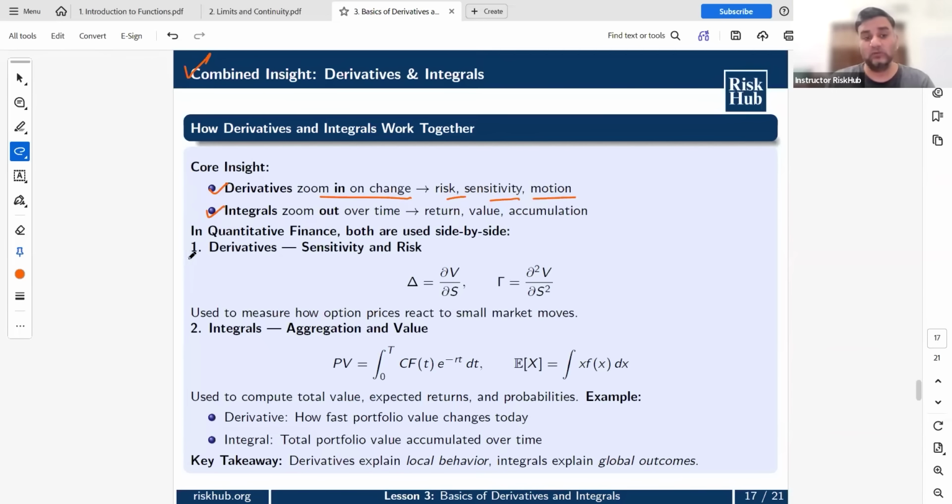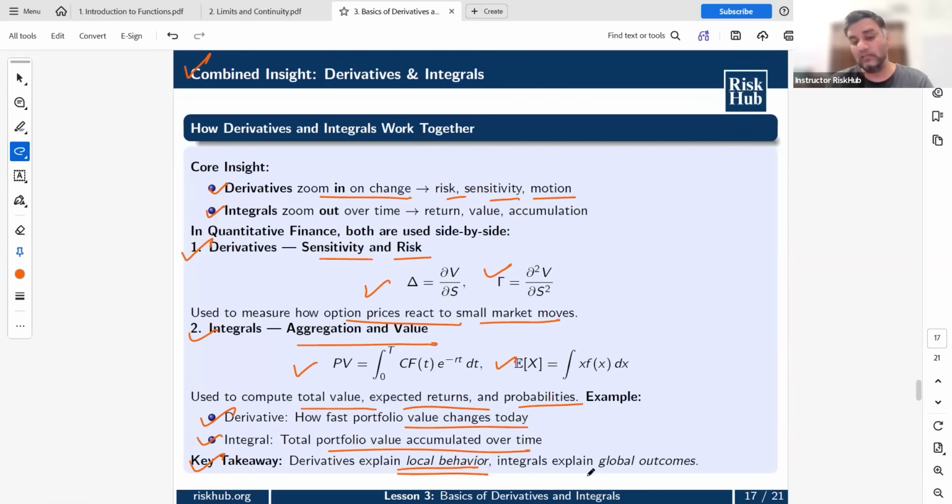In quant finance, both are used very, very widely. Derivatives cover sensitivity and risk, used to measure how option price reacts to small price movements. Integrals cover aggregation of value, used to compute total value, expected return, and probabilities. Derivatives tell how fast the portfolio value changes; integrals compute total portfolio value over time. Key takeaway: derivatives explain local behavior, integrals explain global outcome. Keep that in mind. A derivative answers how fast portfolio value is changing right now. An integral means the total portfolio value accumulated over a year.